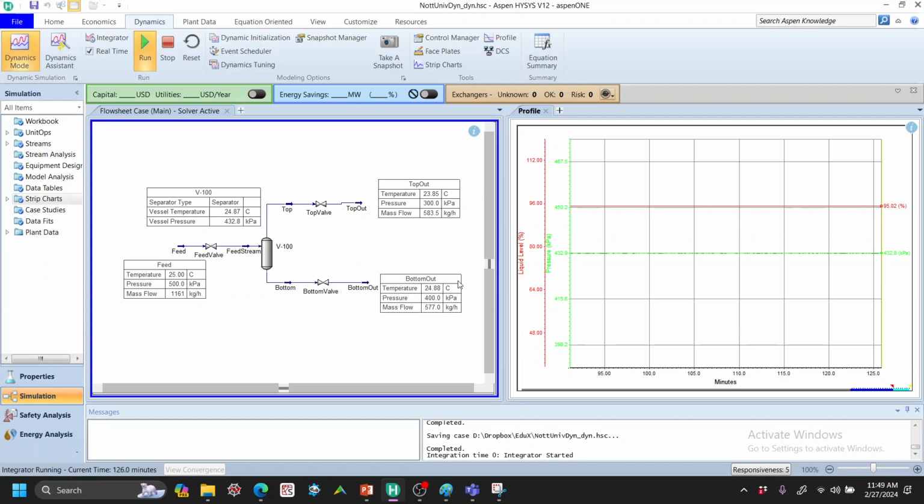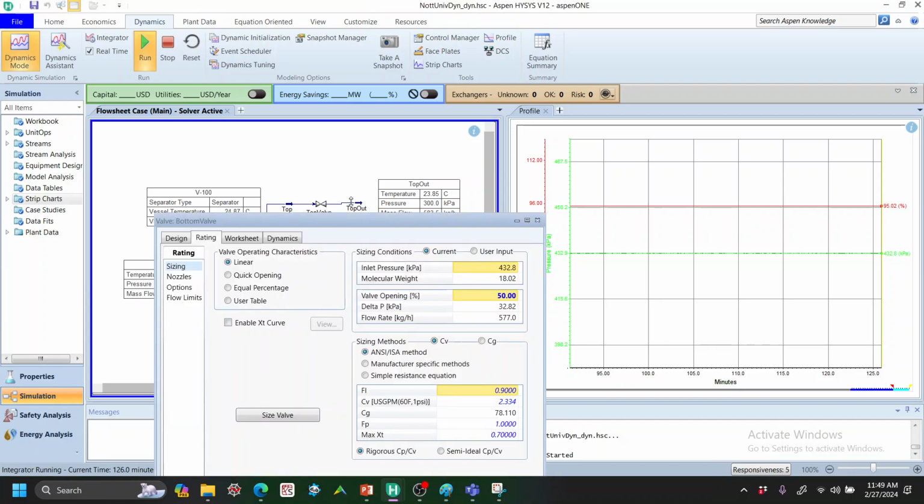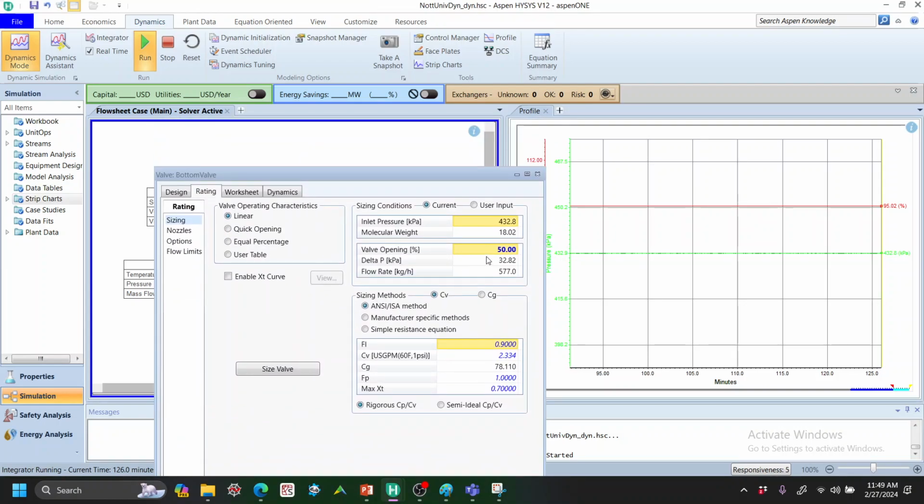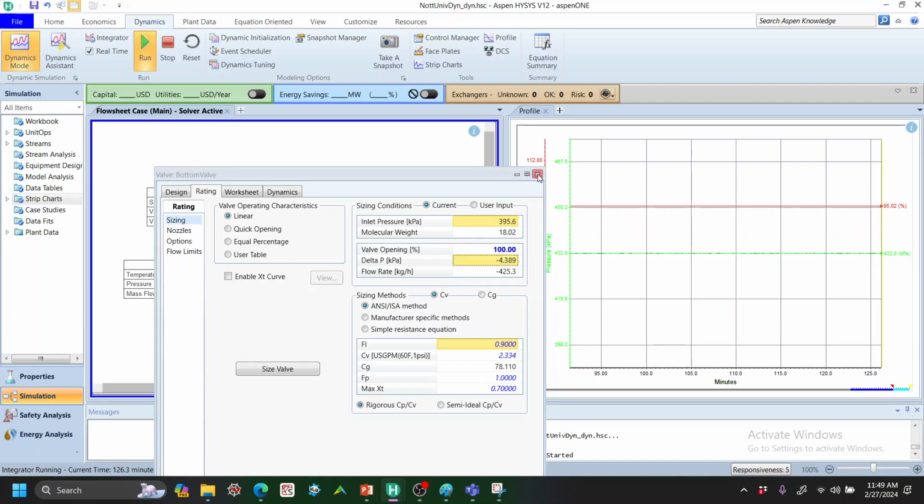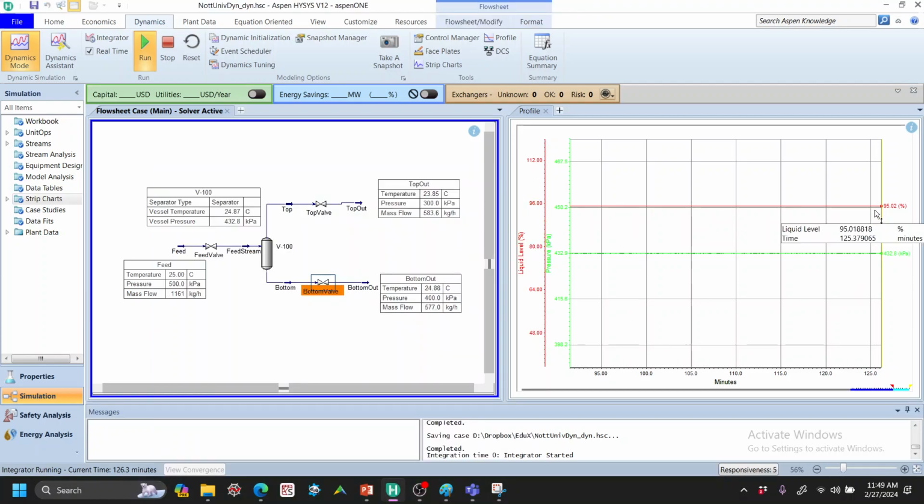Okay, now we have too high liquid level, and then you can also reduce this or open the valve, for example. Yeah, I open the valve, instead of 50%, I'll put it fully, and then you should expect more flow rate because it's less delta pressure across the control valve and the bottom valve. And then more flow rate means the liquid level will then drop accordingly. Okay, let's see if it's dropped, and then we will then end this.